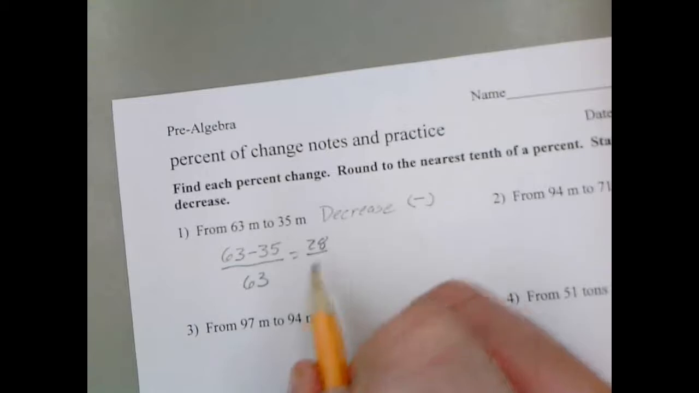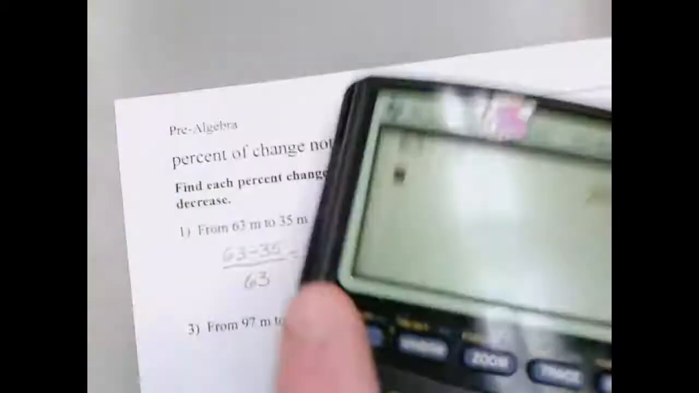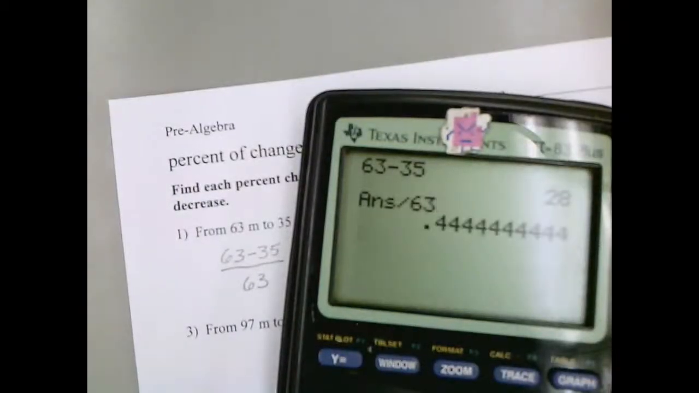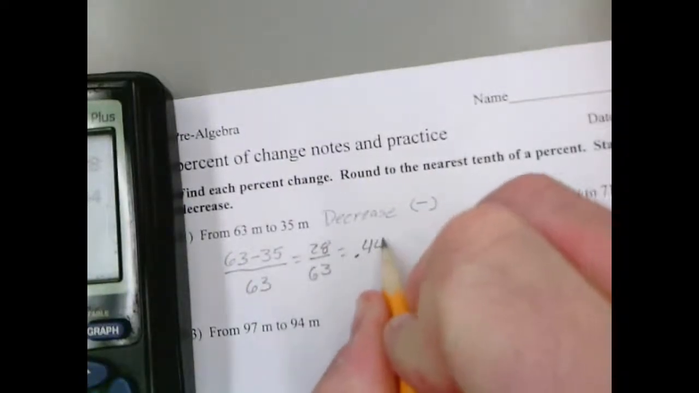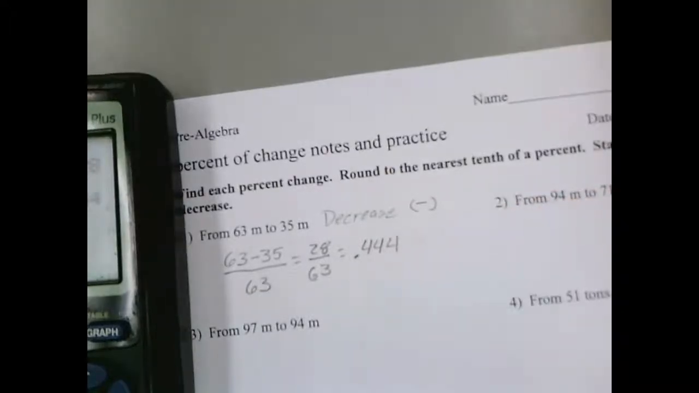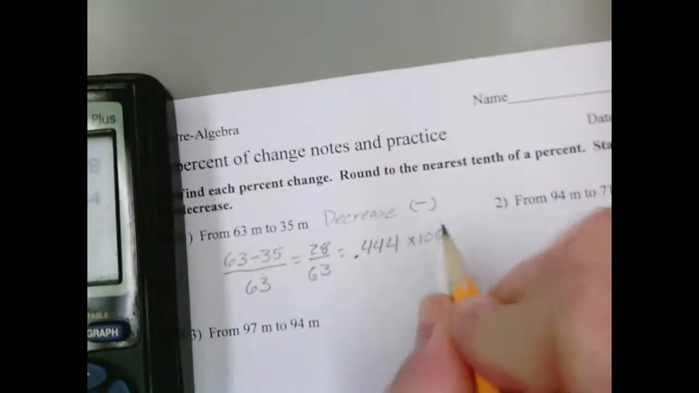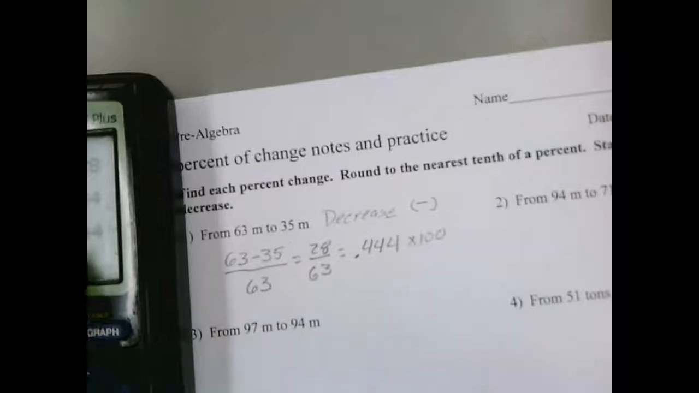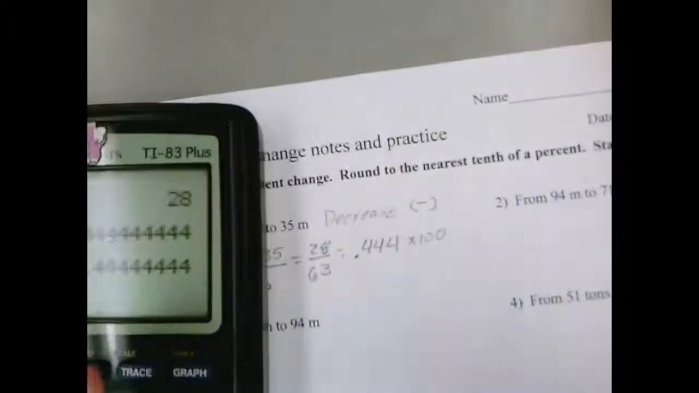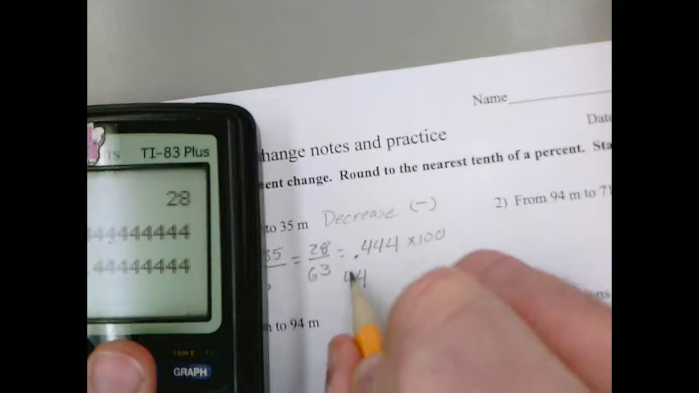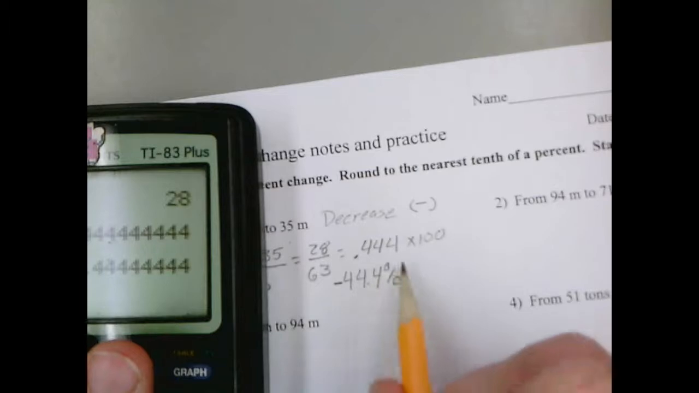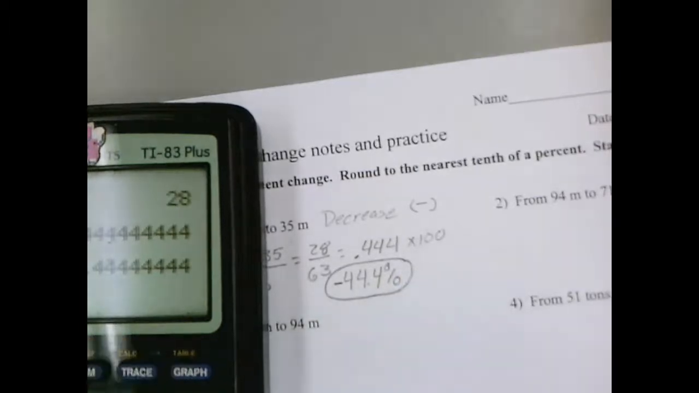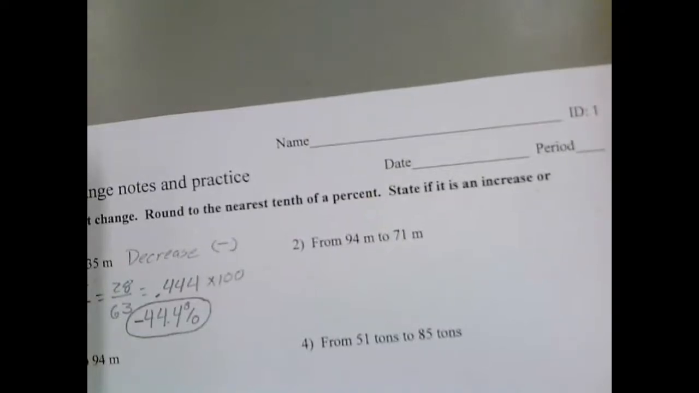So essentially, we have 28 divided by 63, which is 0.4 repeating. So 0.44, 0.444. We want to convert that to a percent, so we're going to times it by 100. Do that in your calculator if you want to, and you'll wind up with 44.4% after you round. And it's a decrease, so it went down 44.4%. That's all there is to it. Pause the video and try number 2.